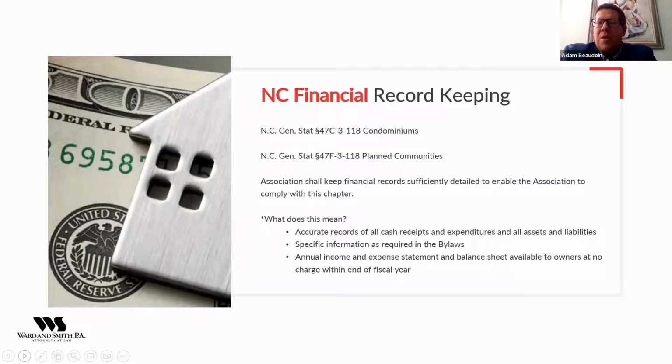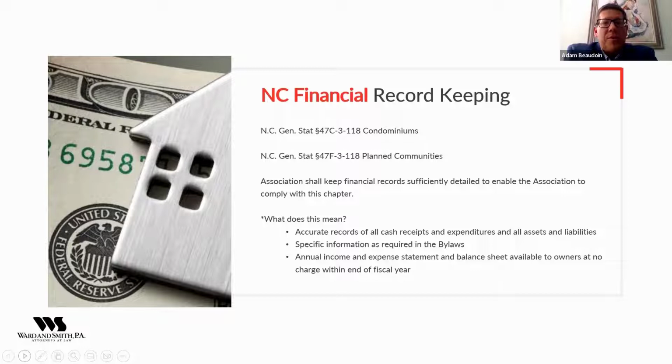And so we get a lot of guidance from our statute where it says the association shall keep all the financial records sufficiently detailed in order to enable the association to comply with this chapter. I get all the time, especially during budget season, what does this mean? What this means is that no matter what kind of association you are, whether you're incorporated or unincorporated, you must keep accurate records of all cash receipts and expenditures and your assets and liabilities, anything that your bylaws require, which can be fun, especially when they say all financial records, right? Because what is a financial record?